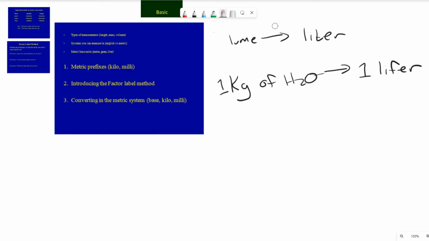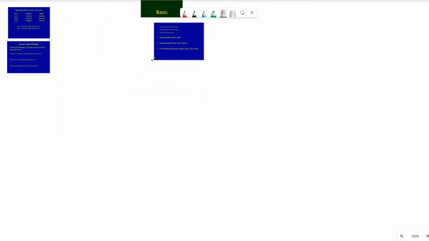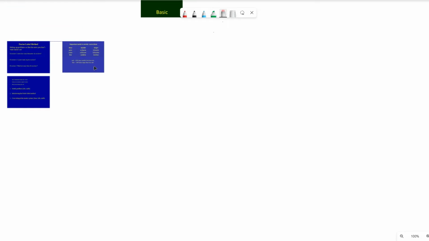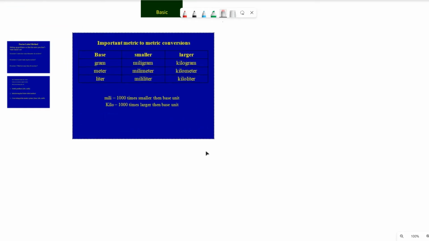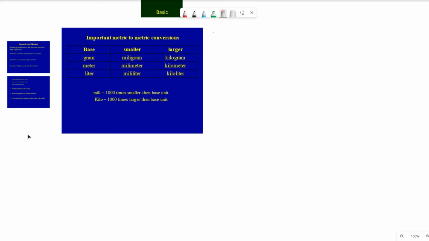But what we want to focus on today is, what if we want to make those base units larger or smaller? We want to specifically look at two prefixes today for making these base units larger or smaller, and that's going to be the milli and the kilo. The reason I picked the milli and the kilo to start with is because these are some of the more common metric prefixes that are used.